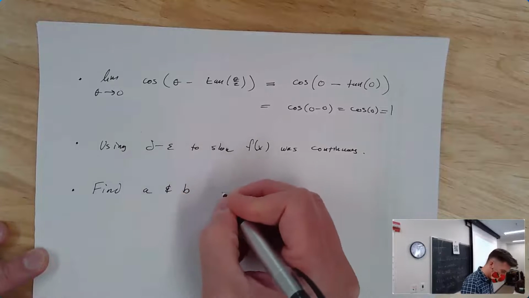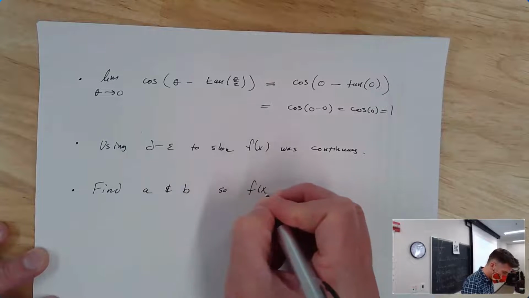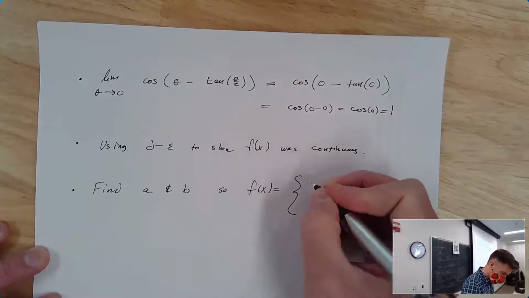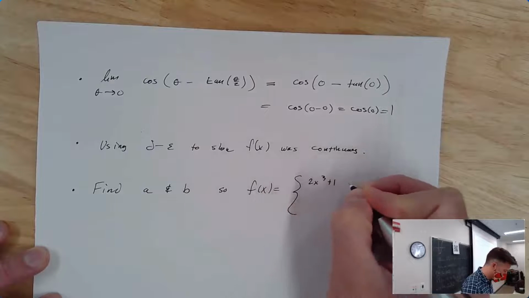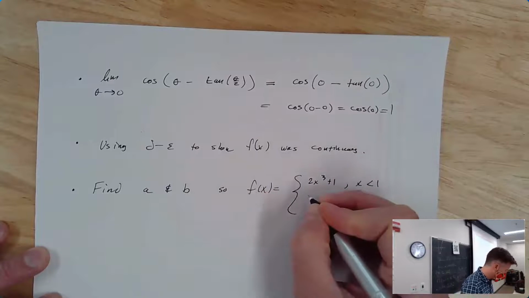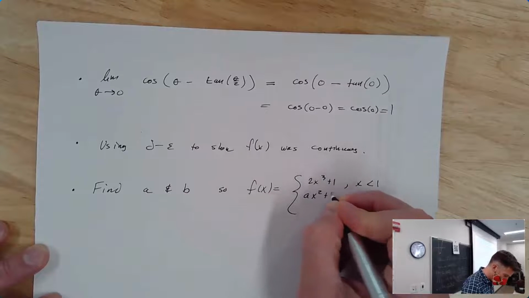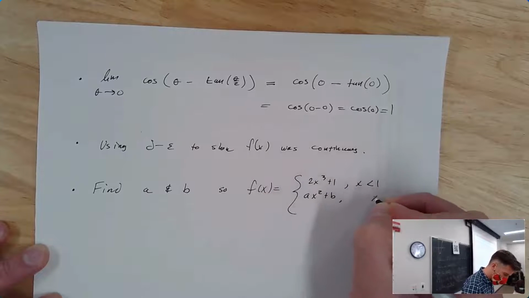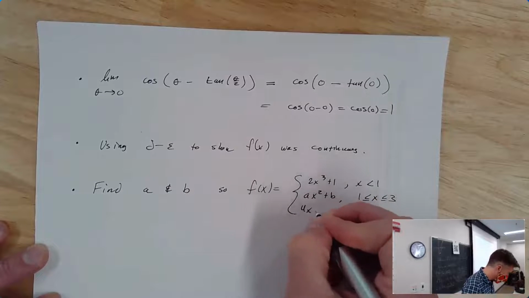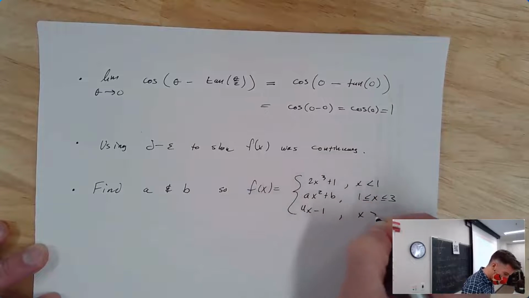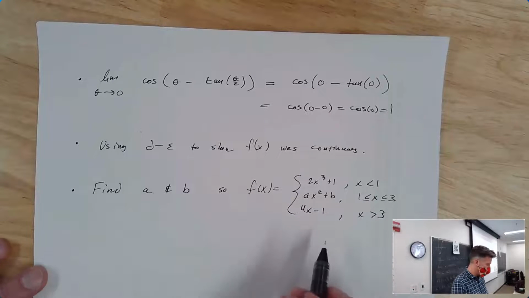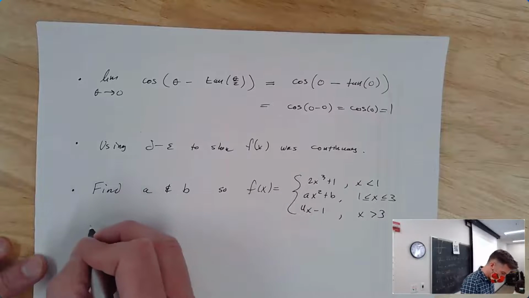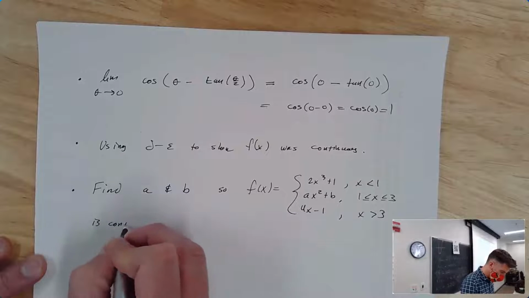Find a and b so that this function equals 2x cubed plus 1 when x is less than 1, ax squared plus b when x is between 1 and 3, and 4x minus 1 when x is greater than 3. I want you to find the values of a and b so that this function is continuous everywhere.